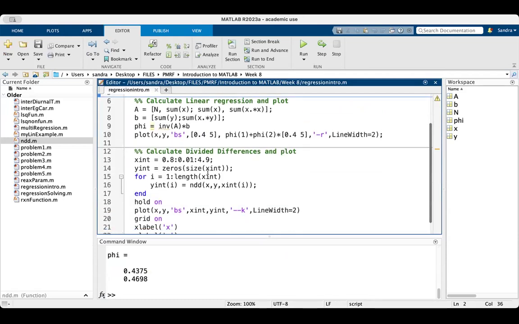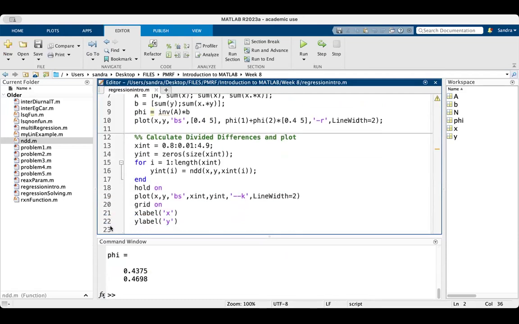Okay. If not, then let us move to the next method. Just give me a second.